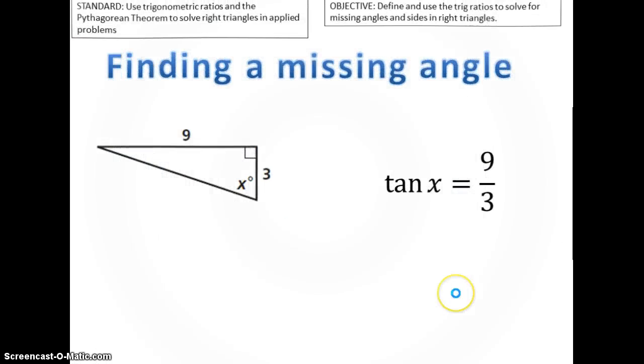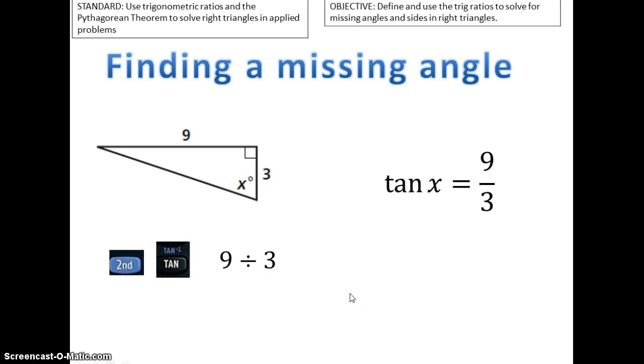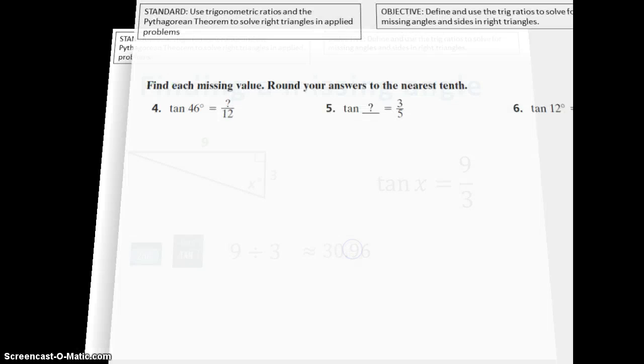So here are the calculator steps you're going to use to solve this particular one. You'll hit second, then the tangent button. That gives you arctangent. Then just put in 9 divided by 3, hit enter, and it gives you 30.96. That is an answer in a unit of degrees, so it's 30.96 degrees.